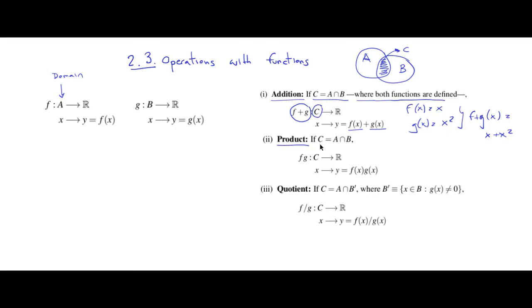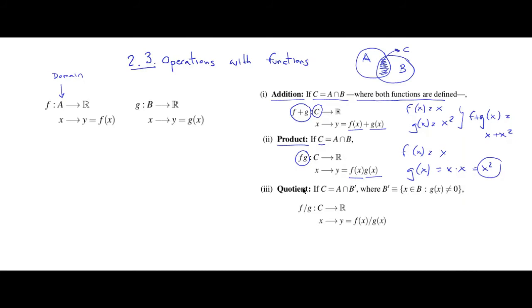Again it has to be defined in C, where C is the overlap of both domains. So the product function f times g is just the product of f of x times g of x. So again, x squared is just x times x. You see, that's how we define higher order polynomials, actually.